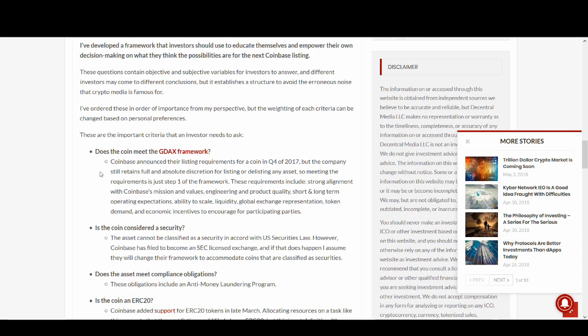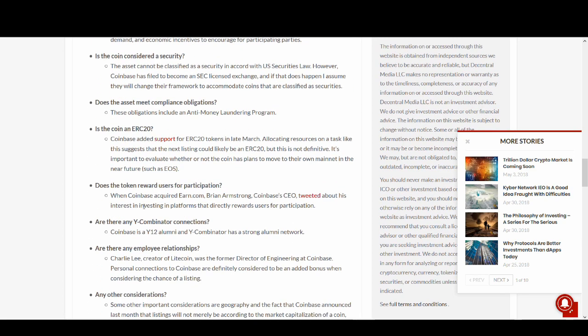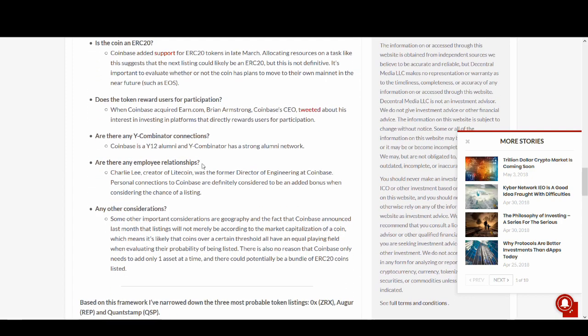So it talks about the criteria. Does it meet the GDAX framework? Is the coin considered a security? Because currently Coinbase have filed for an SEC licensed exchange. Currently it is not. So if Ripple is an SEC security, they won't be adding it. So we'll have to see how that plays out. Is it an ERC20 token? Yes, it is. It looks at different options.